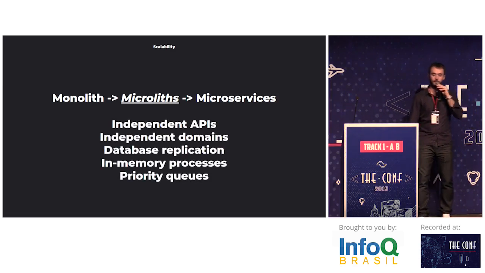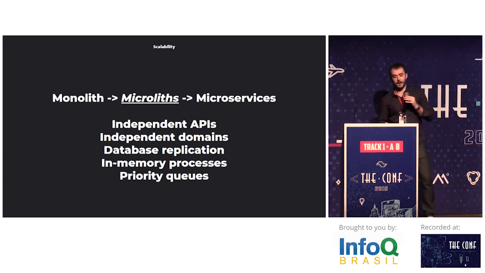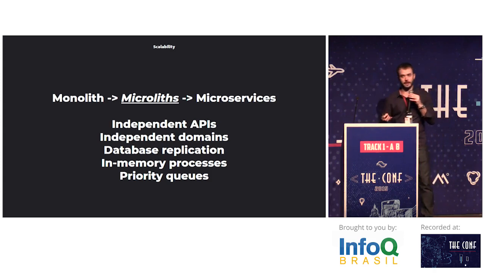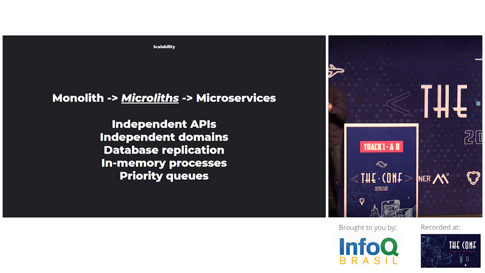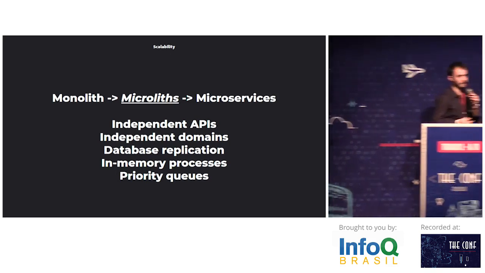So, what are microliths then? We have independent APIs, we have independent domains, we have database replication to make sure that the APIs don't affect the processes and vice versa. We have processes that use a lot of memory. They have in-memory processes. We bring, for example, information from products, information from everything that happened in the market, into memory because that won't change immediately, at least. And we use this information in memory to make sure that the processes run faster and everything is processed accordingly. We also have priority queues, which are used to control which kind of process we need to process faster, to make sure that one process doesn't go over another one and that it doesn't become chaotic.